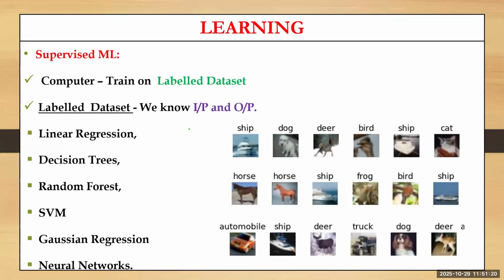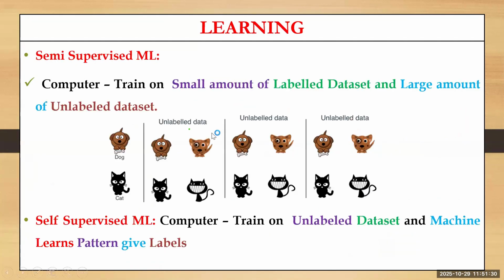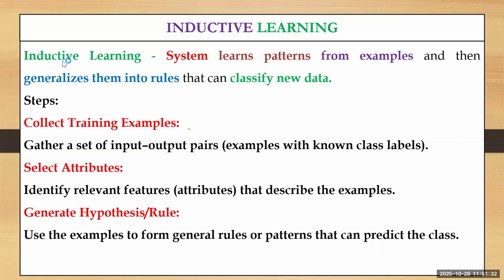In the last class we discussed that we have different types of machine learning models. Once we feed the data, we will apply these models. After applying the models, the computer will learn the patterns from these examples. Examples are nothing but our data. From the data, the computer will learn the patterns, and then the computer will create some rules.